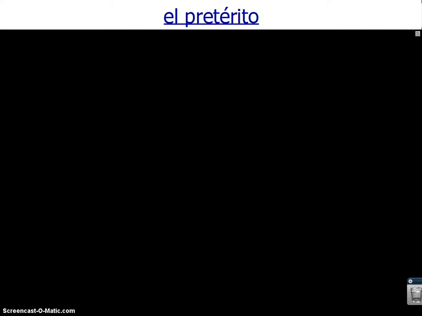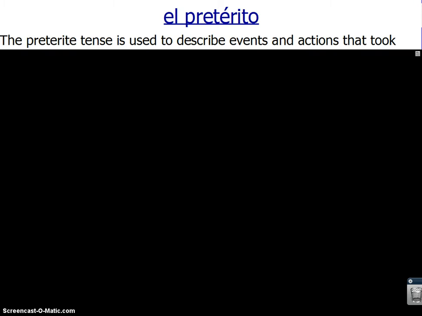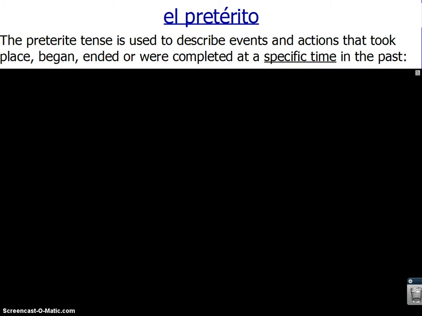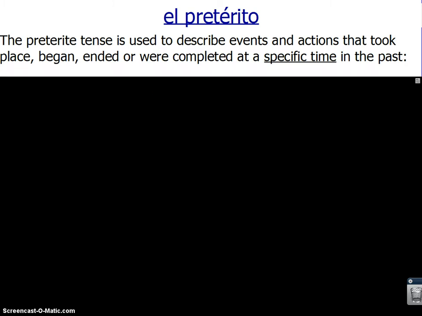Okay, clase, hablemos sobre el pretérito, the preterite tense. What is the preterite tense used to talk about? The preterite tense is used to describe events and actions that took place, began, ended, or were completed at a specific time in the past.